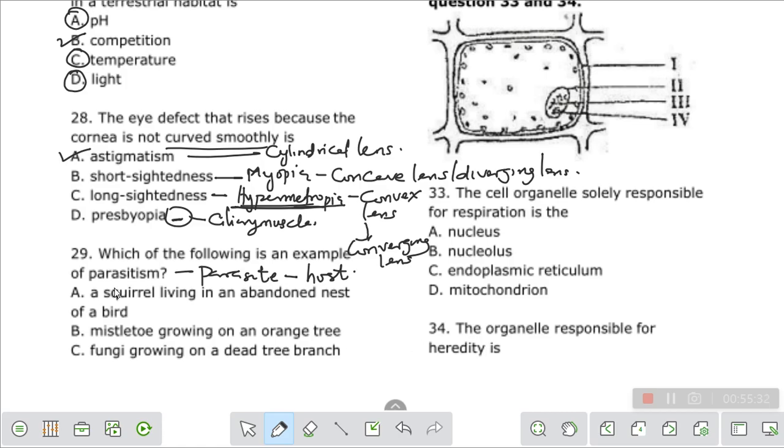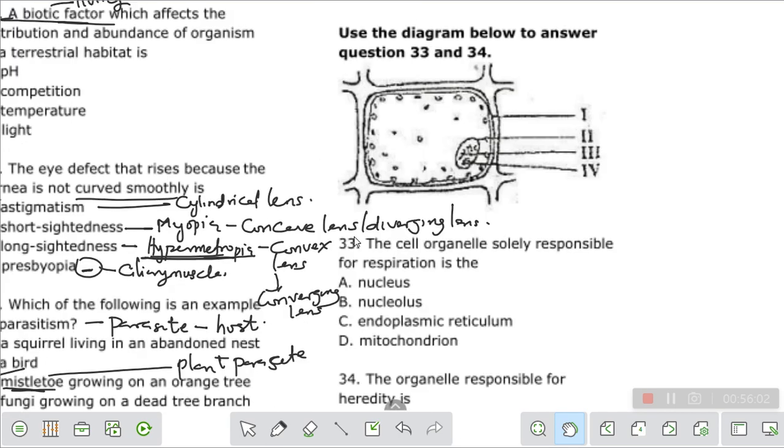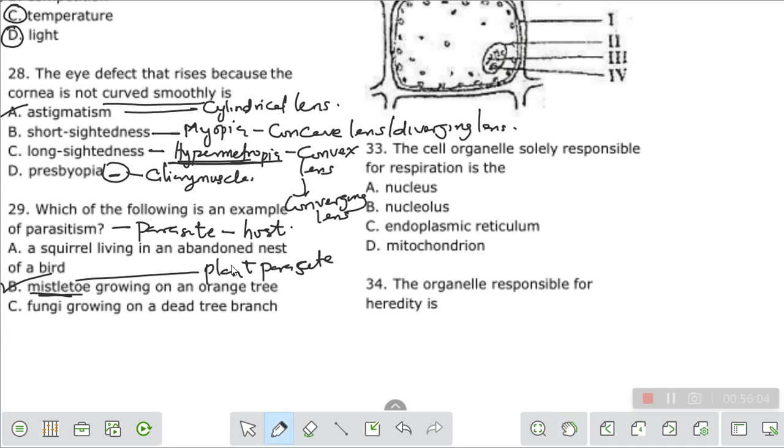Now they said fungi growing on a dead branch. This one is actually saprophytism. That one is not parasitism, because I told you saprophytism is when a fungus is growing on dead, decaying organic matter. So option D. What's option C saying? The cattle egret taking ticks from the body of a cattle. This one is commensalism. The cattle egret will be eating ticks from the body of the cattle.